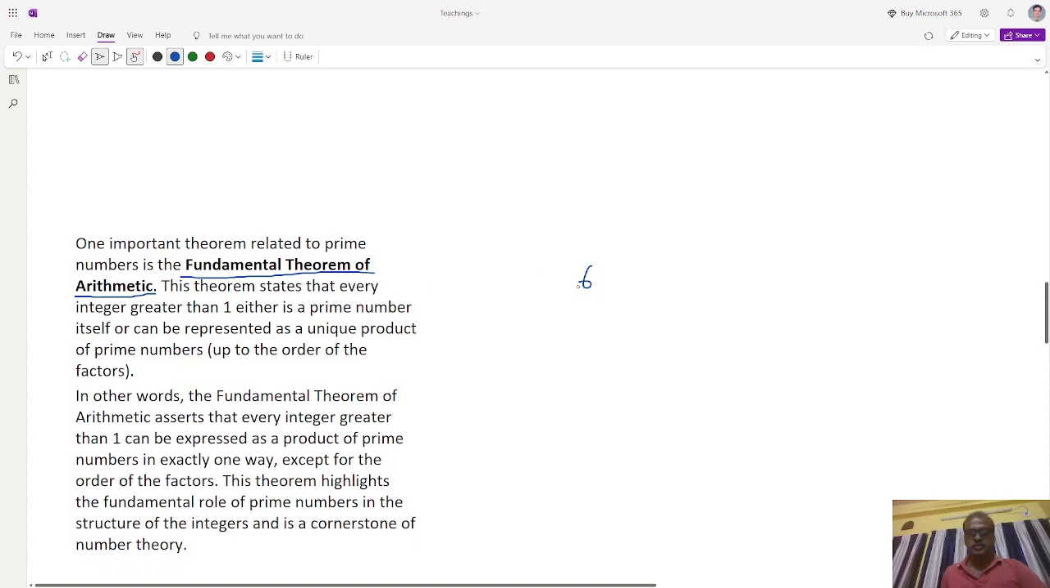Let's take 6. Is 6 a prime number? No. So 6 can be represented by its prime products. 1 is not a prime number.